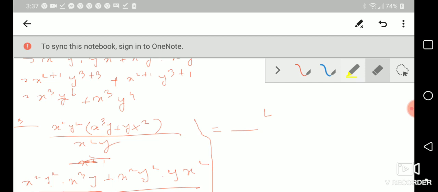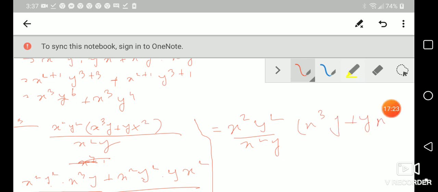So actually I'll just directly jump into the next line. So it's going to be x2 y2 divided by x2y, and then x3y yx2, yx2.